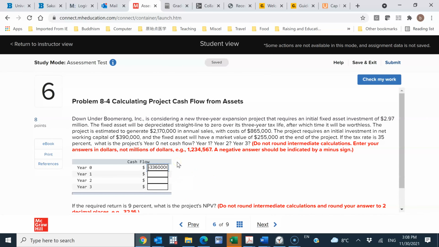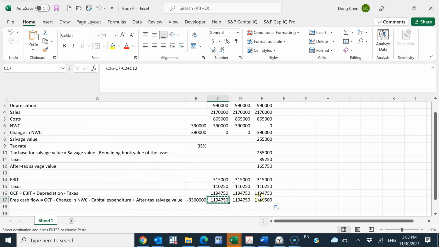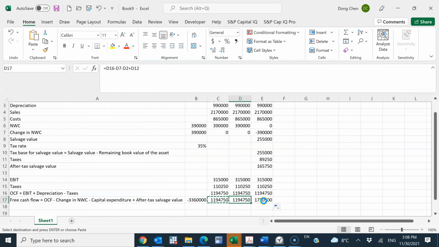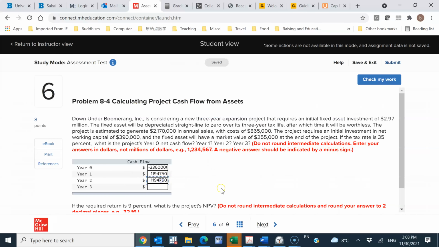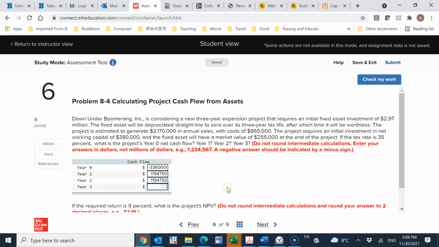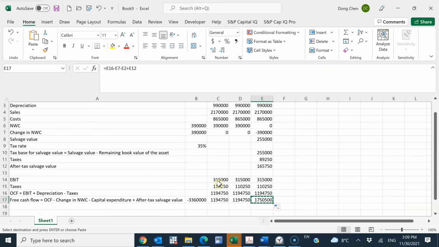Just double check we have a negative sign. Yes. And for year 1, it's this amount. And for year 2, it's the same amount. But for the terminal year, because of the after-tax salvage value, the cash flow will be different. Now the final part, if the required return is 9%, what is the project NPV?